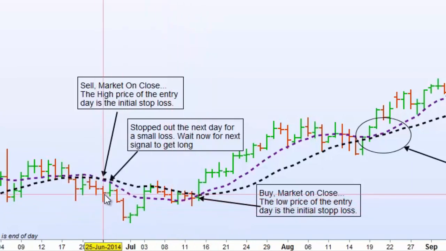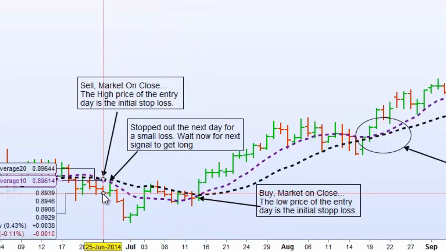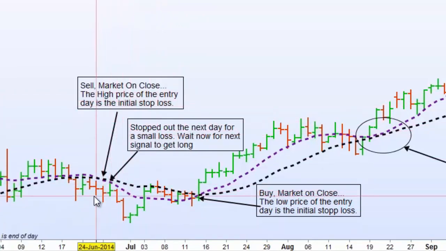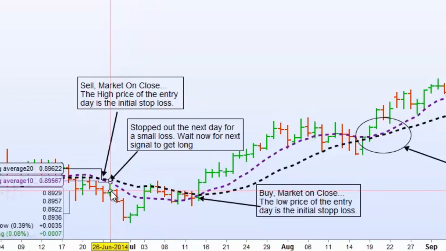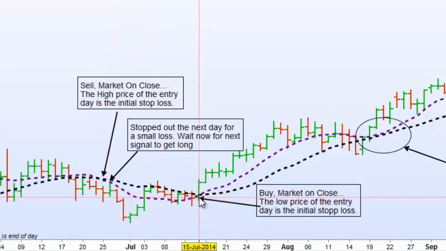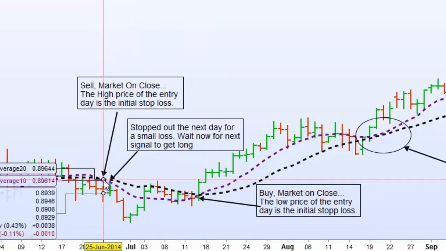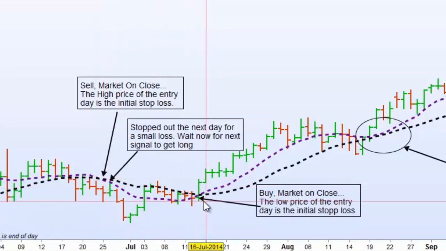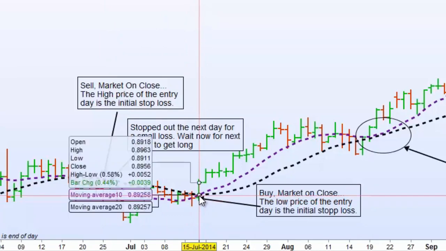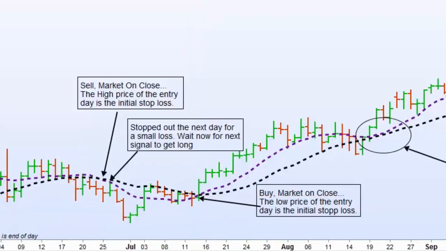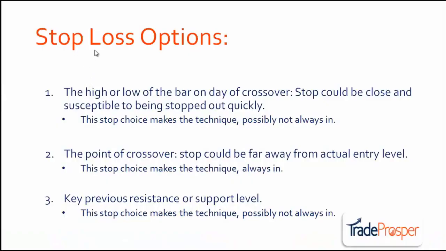Okay, so there goes the difference. The first stop method I showed you, which is outlined here in the boxes, you would have gotten stopped out on the second day and would have had to wait till over here to get back in. This second method that I'm talking about, you only get in and out of the market on the day the moving averages cross over. So crossed over on this day, you get short. Cross back over on this day, you stop out of the short, and now you get long. That's called always in.